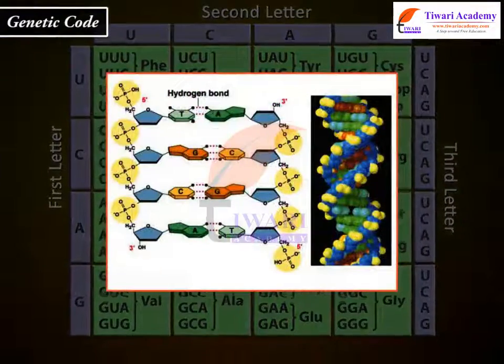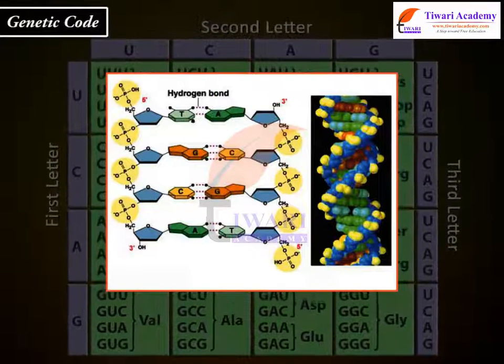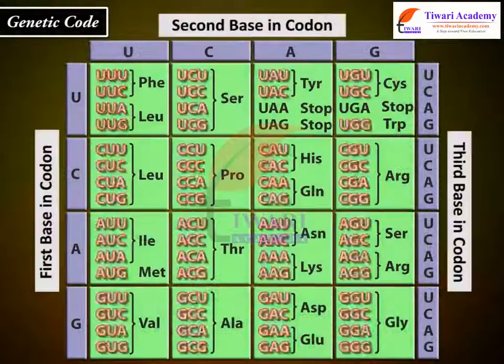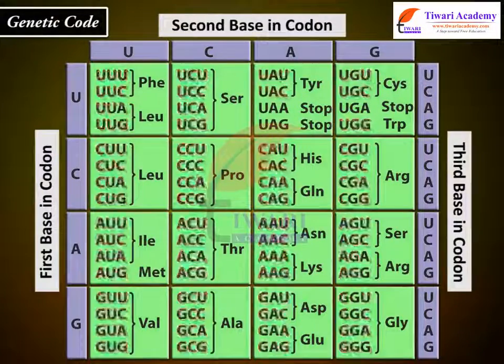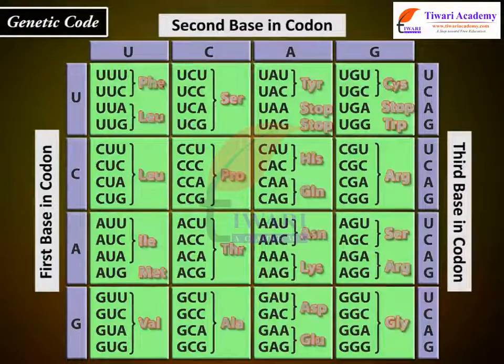Specifically, the code defines a mapping between trinucleotide sequences called codons and amino acids. Every triplet of nucleotides in a nucleic acid sequence specifies a single amino acid.